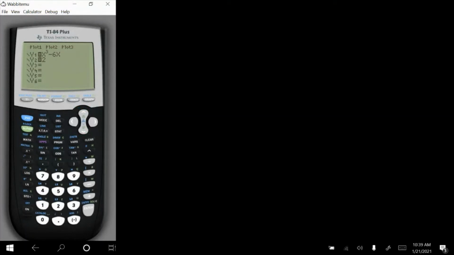All right, now let's press the zoom key. And we want the standard viewing window just to see what happens. If it turns out that we can't see any points of intersection in the standard viewing window, then we'll adjust our window settings as necessary. So zoom, and I'm just going to press the 6 key. And here comes the graph of Y1, and there's the graph of Y2. You guys getting the same graphs?